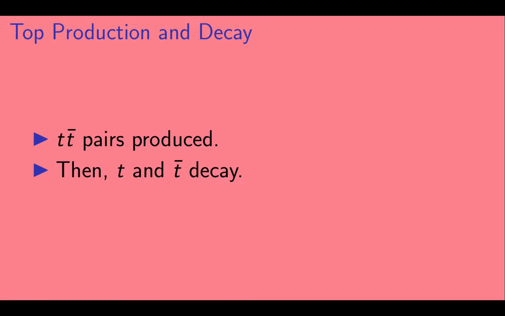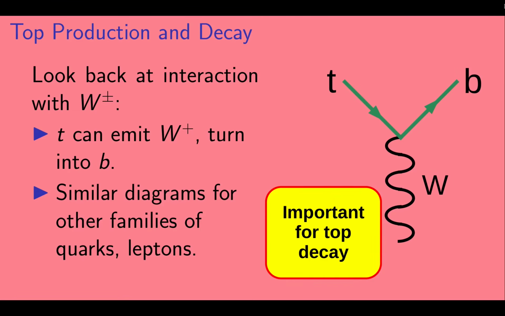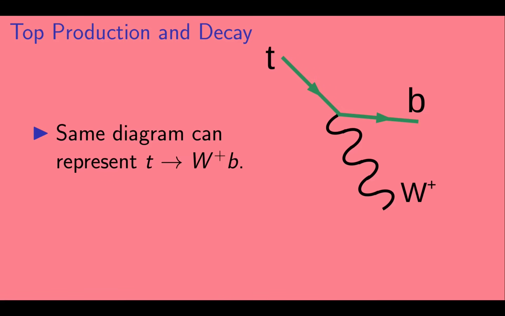Okay, so we saw how top-antitop pairs are produced. After they're produced, they decay. Let's look back at that interaction between a top, a bottom quark, and a W that we said would be important for top decay. This diagram can represent a top quark emitting a positively charged W and turning into a bottom quark.